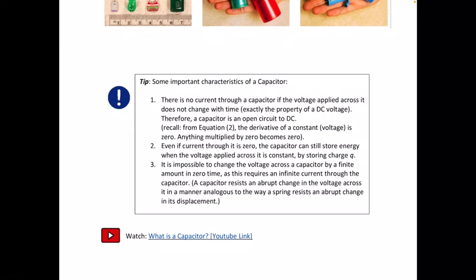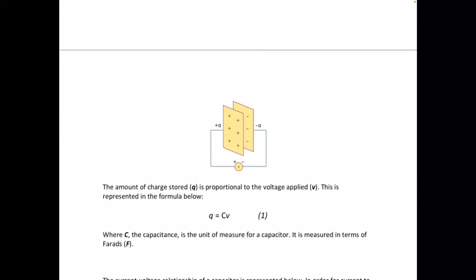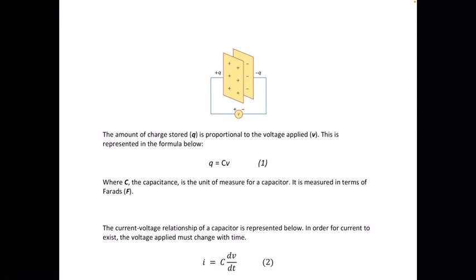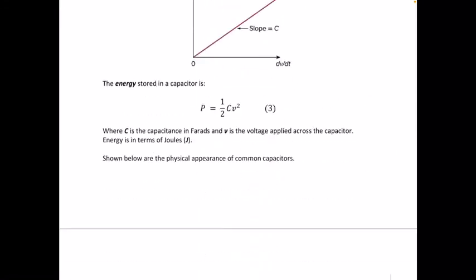So the second characteristic is that even if the current through it is 0, the capacitor can still store energy when the voltage applied across it is constant, by storing charge Q. So we need a voltage in order for a capacitor to store charge and therefore store energy. Because the plates are physically not connected, there won't be a current that flows across them, but there will be charge stored in each of the plates.